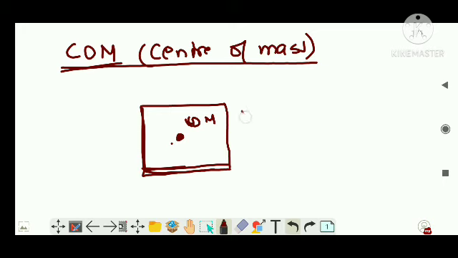Because we already talked about that any object or any body is a system of particles, right? So to study the motion of the body, it is difficult to study the motion of each particle. So it is better to assume a point where you can say that the mass is concentrated over there, and then you can calculate, right?